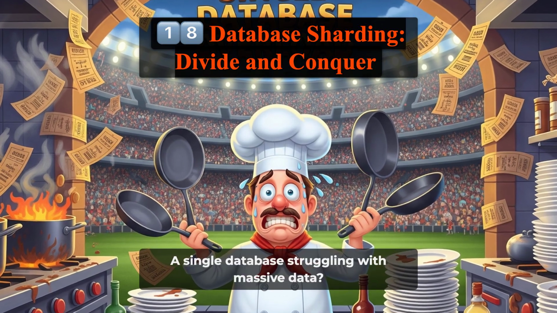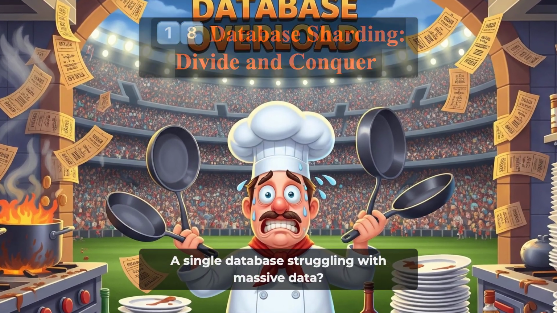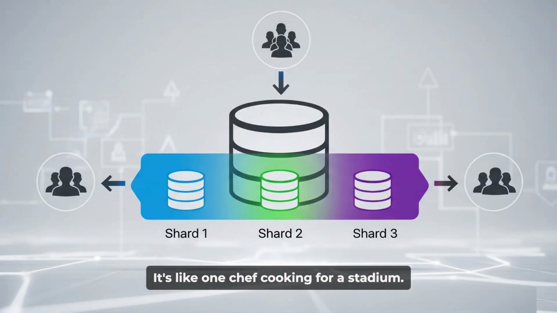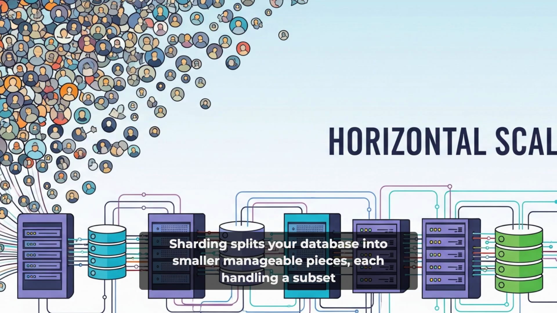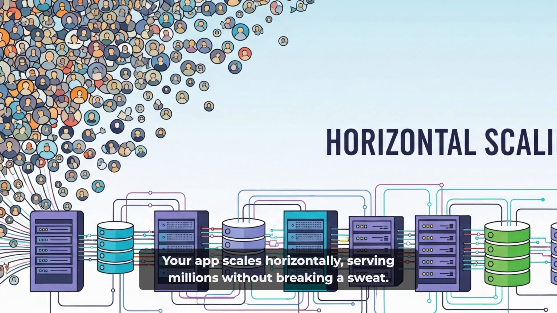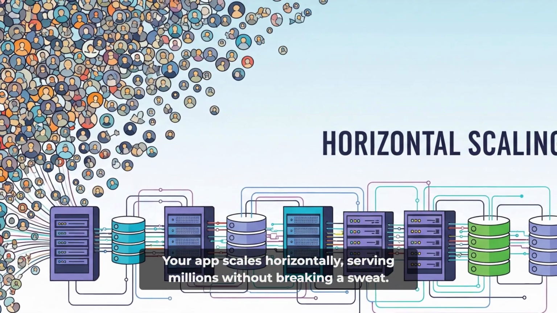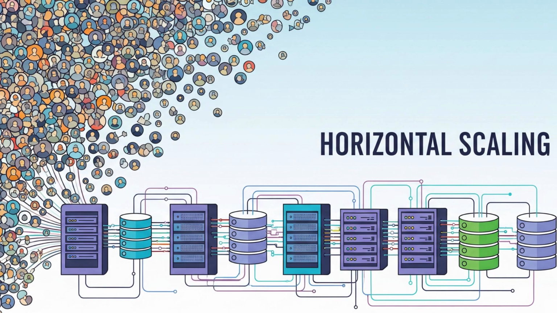A single database struggling with massive data? It's like one chef cooking for a stadium. Sharding splits your database into smaller, manageable pieces, each handling a subset of the load. Your app scales horizontally, serving millions without breaking a sweat.